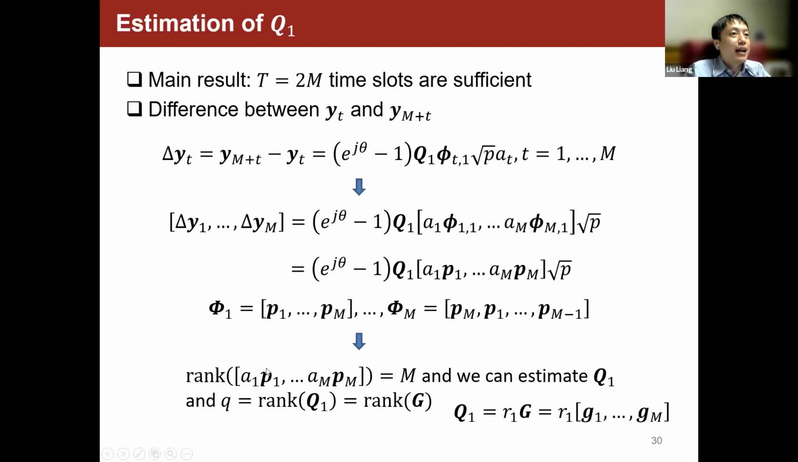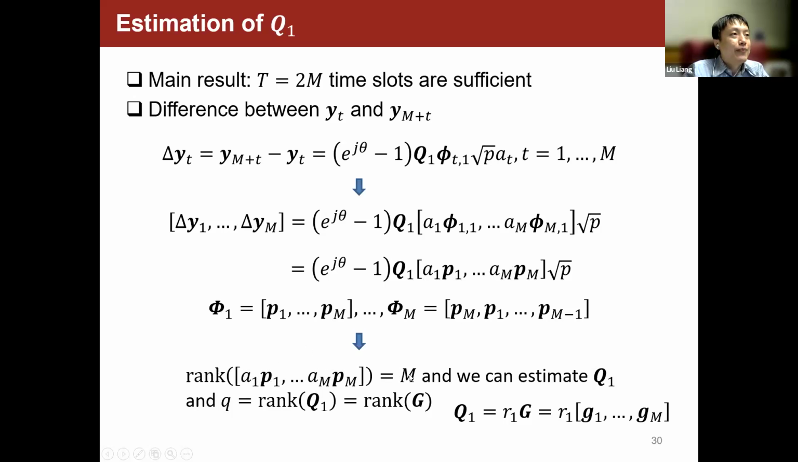Now I just multiply some scalar coefficient A1 onto Pm. A is the payload transmitted at this time slot, right? And if you multiply each column by a scalar, it will not change the rank of this matrix. So this is still a full rank matrix.